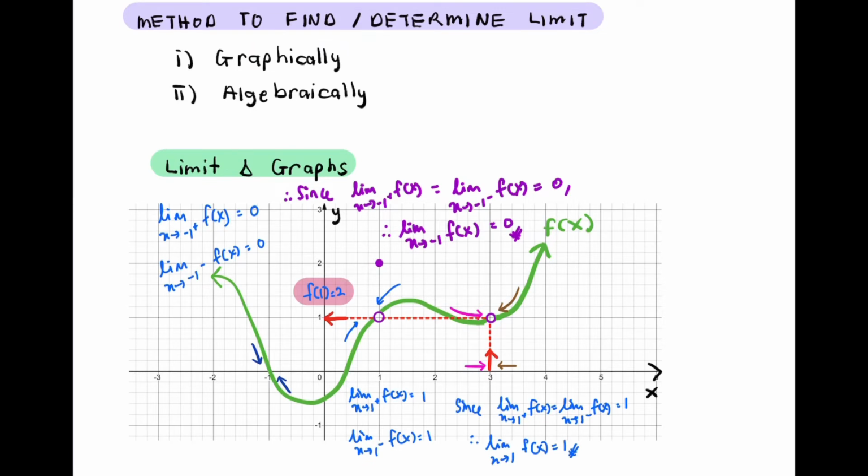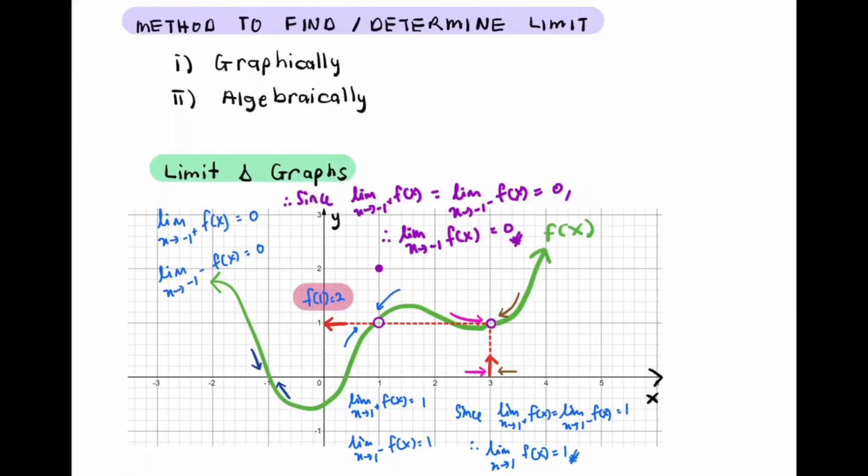Okay, so how to write it? Since the limit of f(x) as x approaches 1 from the right is equal to the limit of f(x) as x approaches 1 from the left, which is equal to 1, therefore, we can conclude that the limit of f(x) as x approaches 1 is equal to 1.